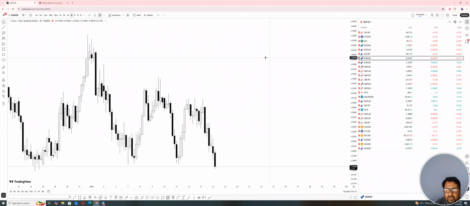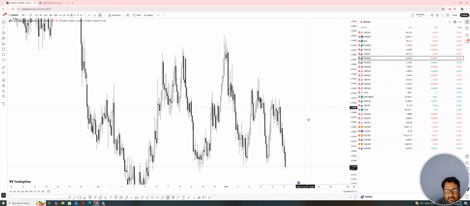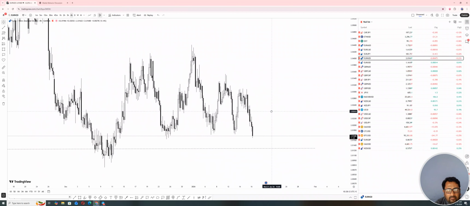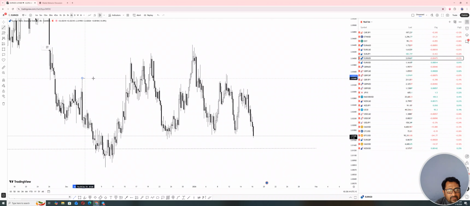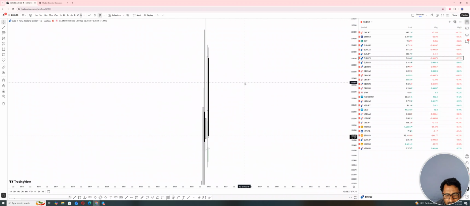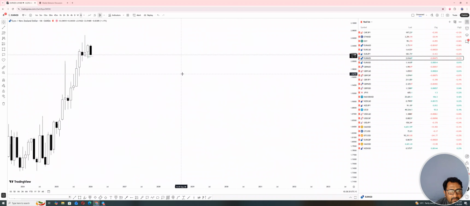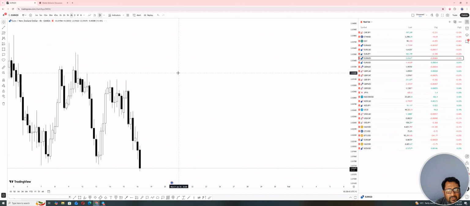EUR/NZD, and now you can see that we have a break of structure. We have an order block on this area. But now you can see if we go to the monthly time frame, this is the previous month low and previous month high sweep. It means the market will take this high, or the market will take this high. But we do not have confirmation on this area.